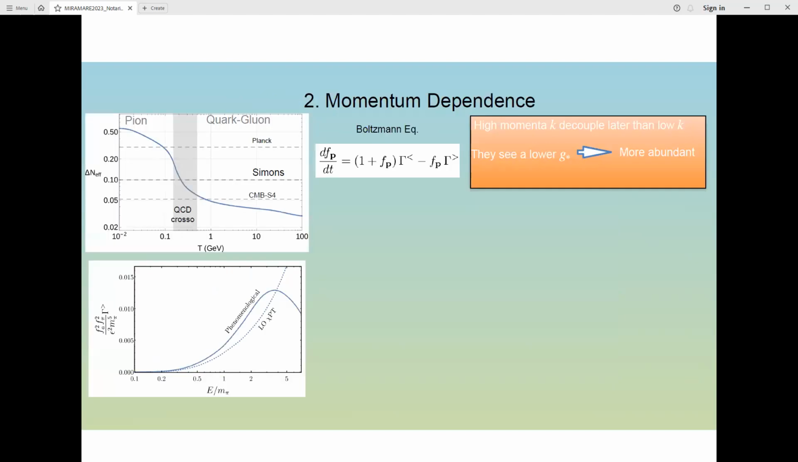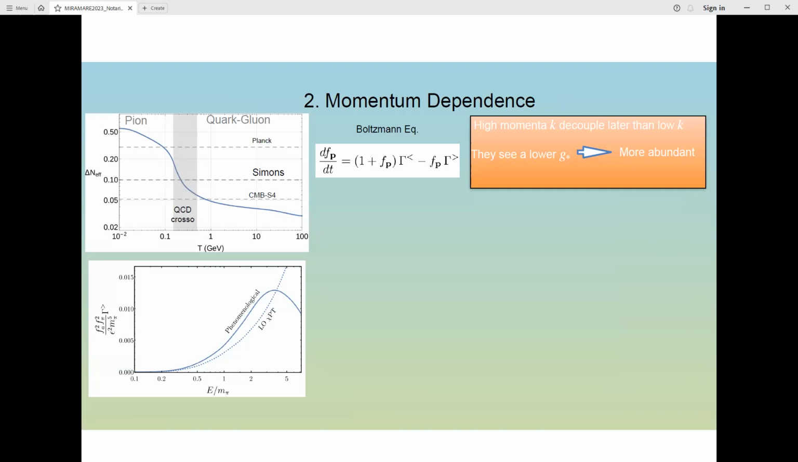Okay. Then let me discuss the momentum dependence, which I advertised at the beginning. It was important. Why is it important? Because if you write down the rate as a function of the momentum of the axion, it has a non-trivial dependence. Okay, this is a different plot. It's not the same plot as before. This is with momentum on the horizontal axis. So you realize that axions of higher momenta have a stronger coupling to the plasma. Therefore, they decouple later than axions with lower momentum.